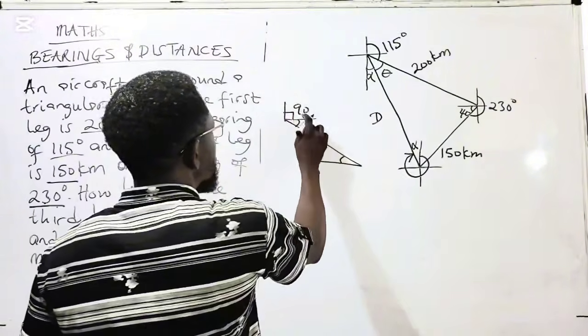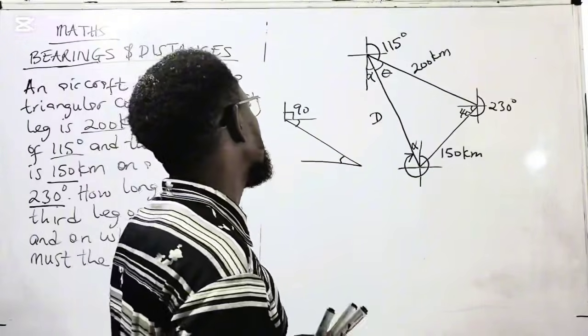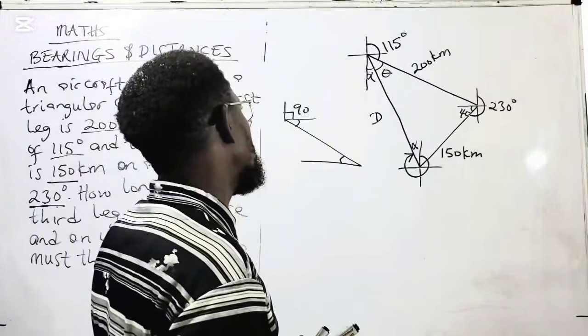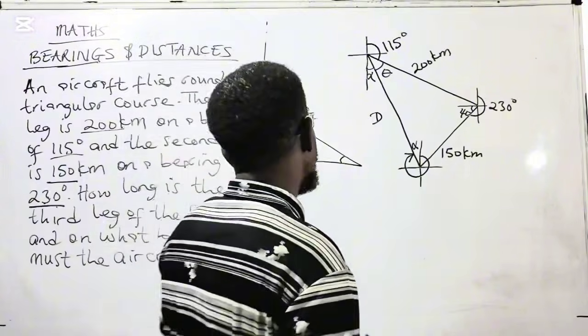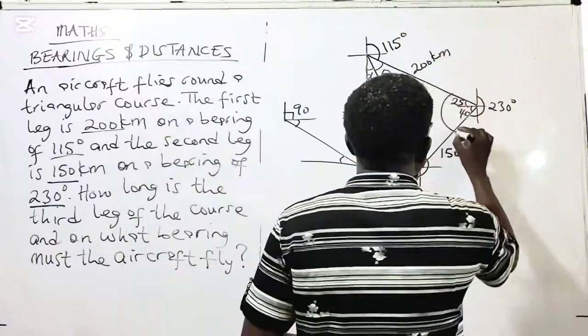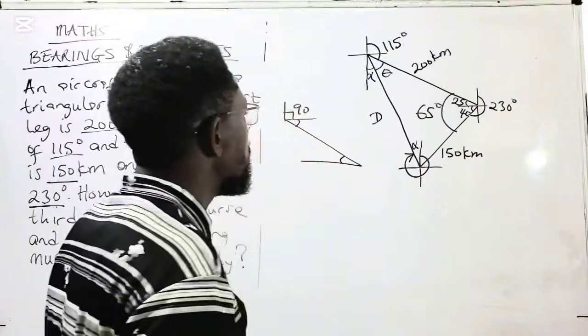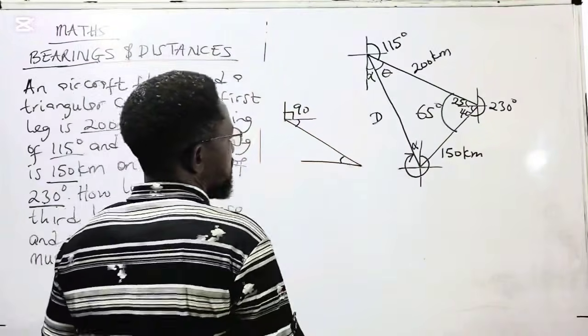The 90 plus this angle is 115. That means I subtract the 90 from 115, and that will give me 25 degrees. So here is 25. That means this inner angle is 65 degrees.